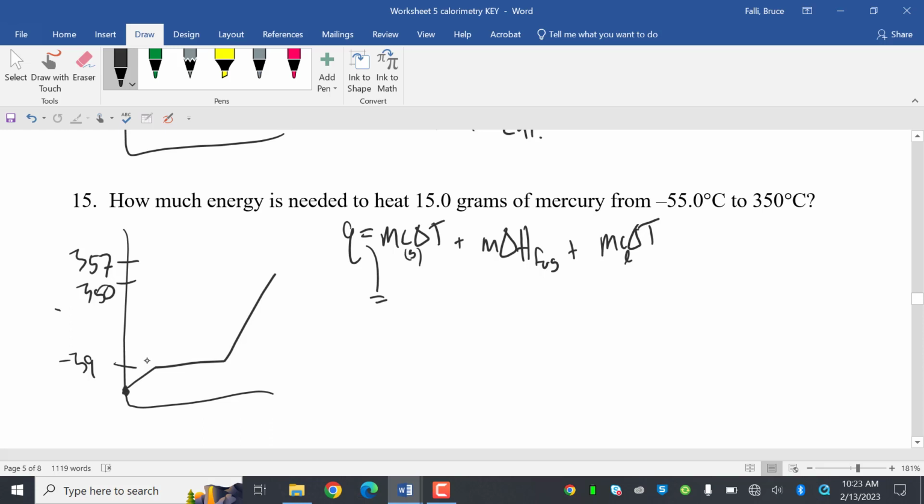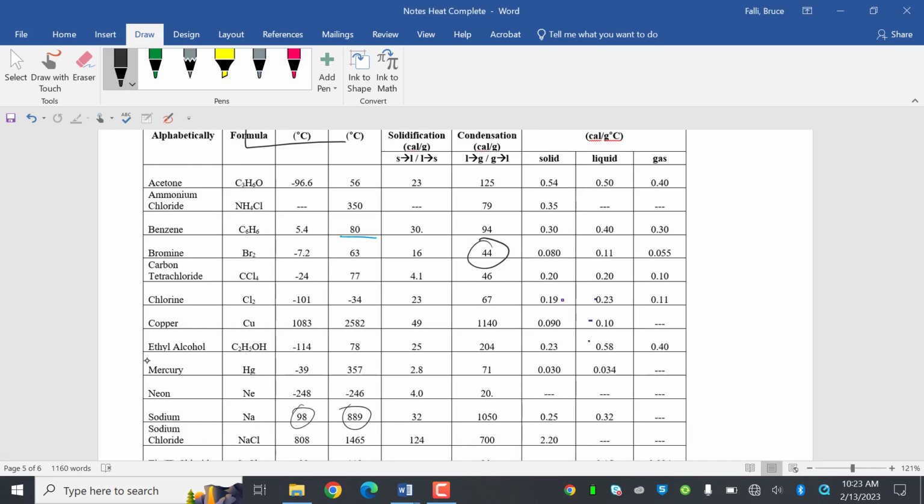So now I need my mass. Mass is 15. Specific heat of solid mercury. So it's 0.030 and 0.034.